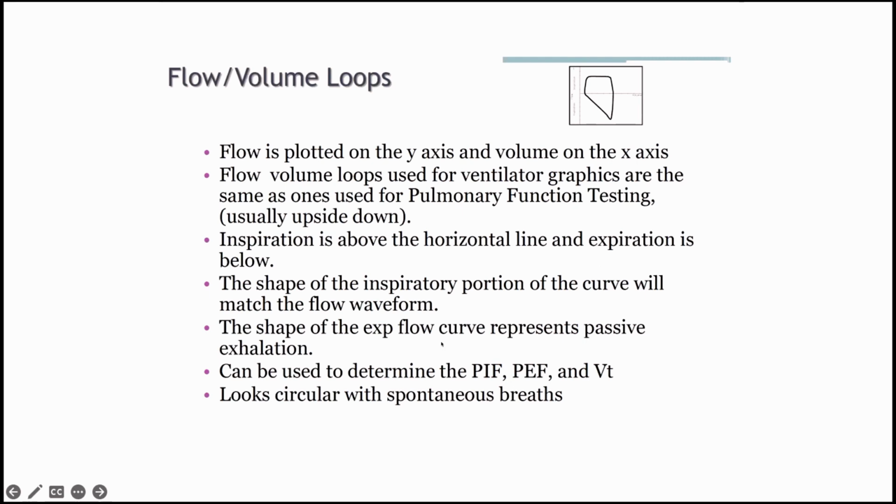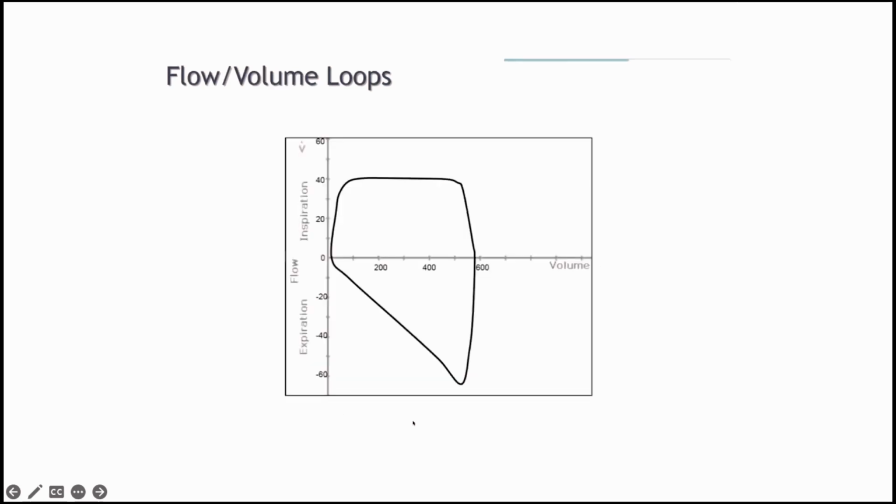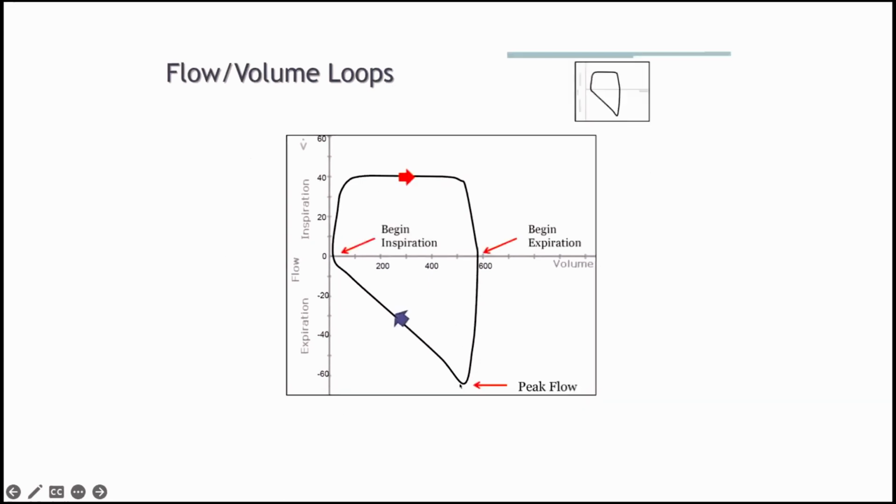The shape of the expiratory flow represents the passive exhalation. This is the passive exhalation. It can be used to determine the peak inspiratory flow, peak expiratory flow, and tidal volume. It looks circular with spontaneous breaths. The flow volume will be circular in spontaneous breathing. This is the inspiratory curve, this is the expiratory curve, and this is the peak expiratory flow rate here. And this is the beginning of the inspiration here.